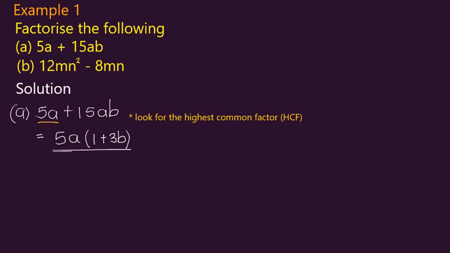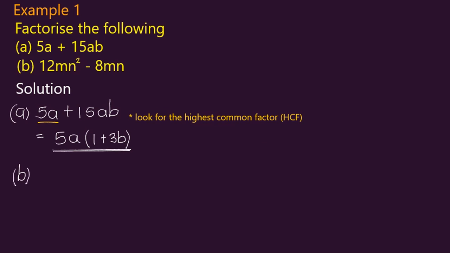So that is our solution right there. We are through factorizing. So we get 5a multiplied by 1 plus 3b in the bracket like that. So that's our solution for part A. So that's the simple thing we do when we want to factorize algebraic expressions like the ones we have. You first look for the highest common factor.